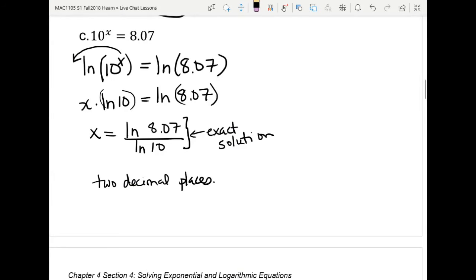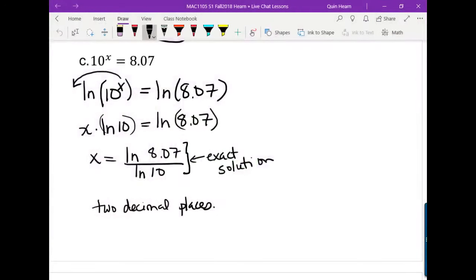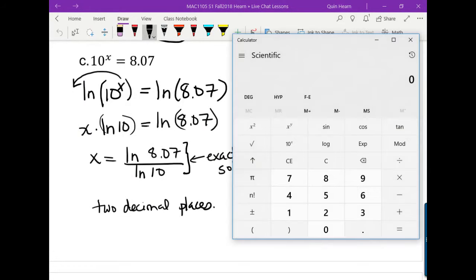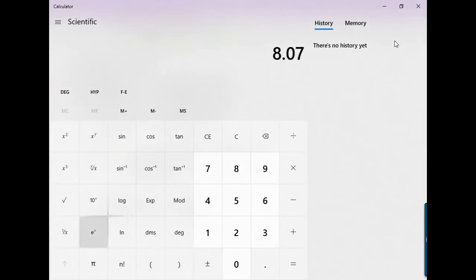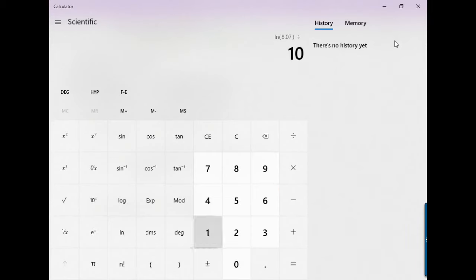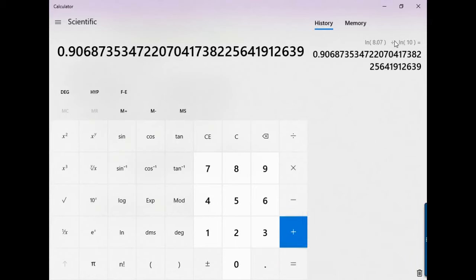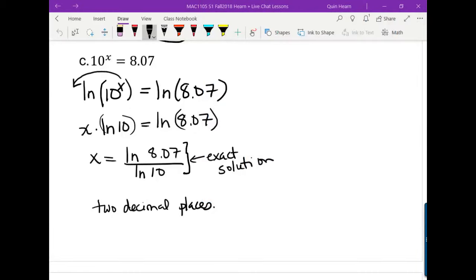Not sure why my OneNote is disappearing. Let's see. Okay, so we have 8.07. We're going to take the natural log of that, and then we're going to divide that by the natural log of 10. And that should be about 0.91. So check on your calculator, make sure that you can get that same result.